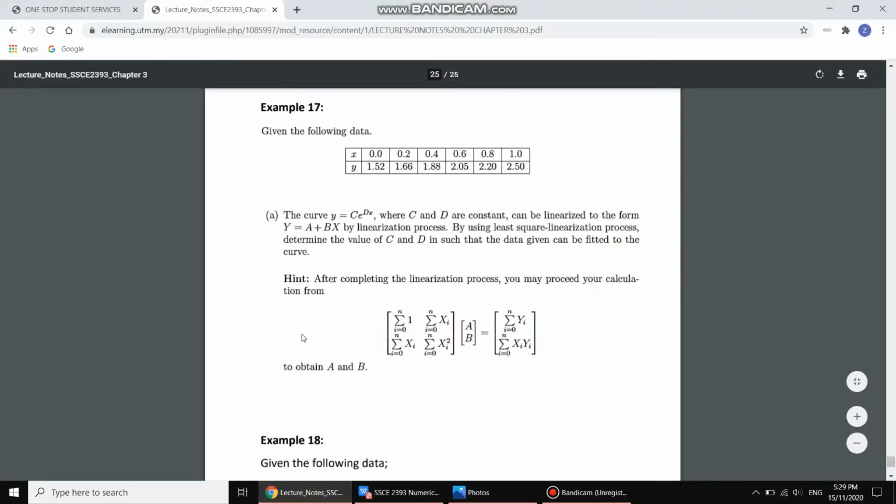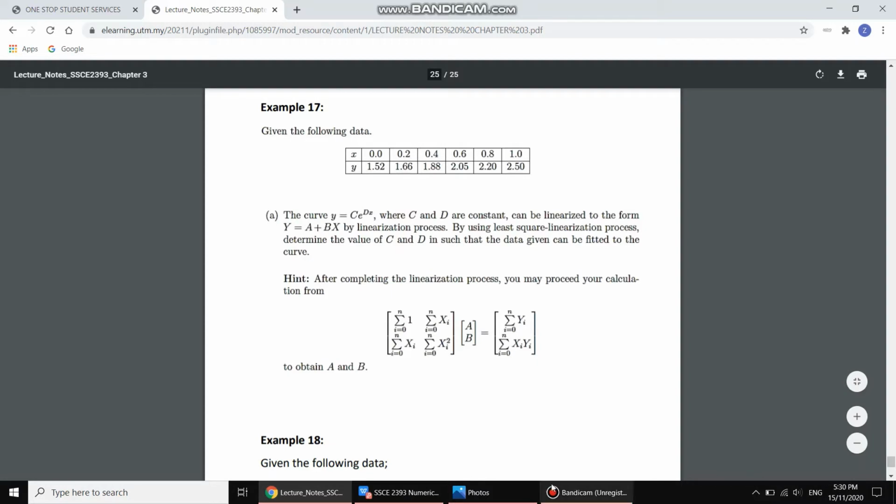From the lecture slides, I got example 17. Given the following data in this table, the curve y equals c e to the power of dx, where c and d are constants, can be linearized to the form y equals a plus bx by a linearization process. By using the least squares linearization process, determine the values of c and d such that the data given can be fit to the curve.